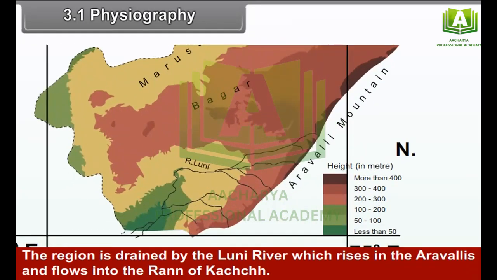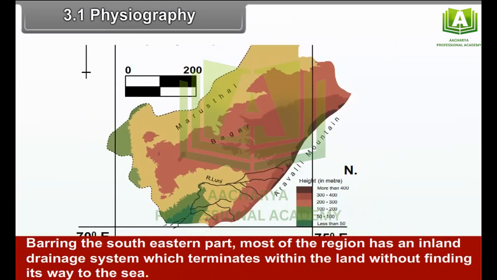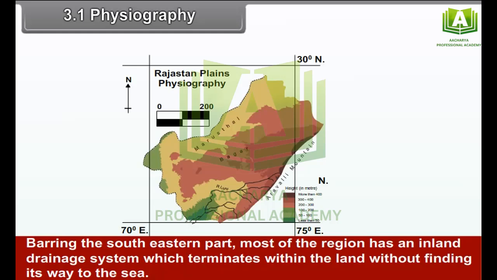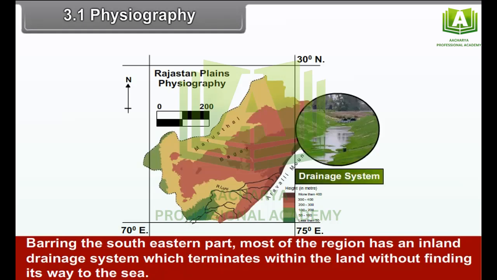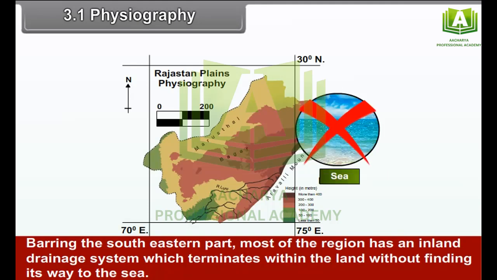The region is drained by the Luni River, which rises in the Aravallis and flows into the Rann of Kutch. Barring the southeastern part, most of the region has an inland drainage system which terminates within the land without finding its way to the sea.